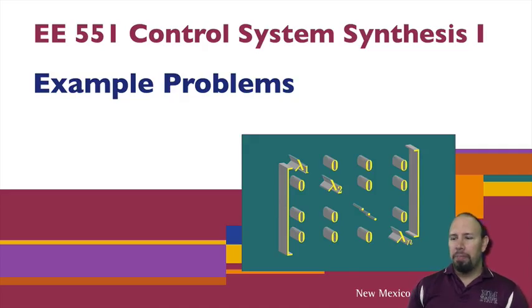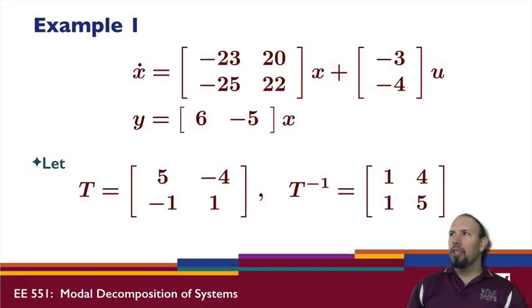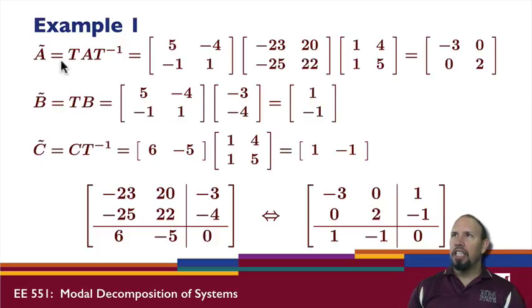Right, let's look at some example problems. So here I have this system, ABC matrix. My D is 0. I'm going to define this matrix T. The determinant of this is non-zero, and so I can take the inverse of this. This matrix inverse happens to be this. And I can go through and do my similarity transformation: A tilde, B tilde, C tilde.